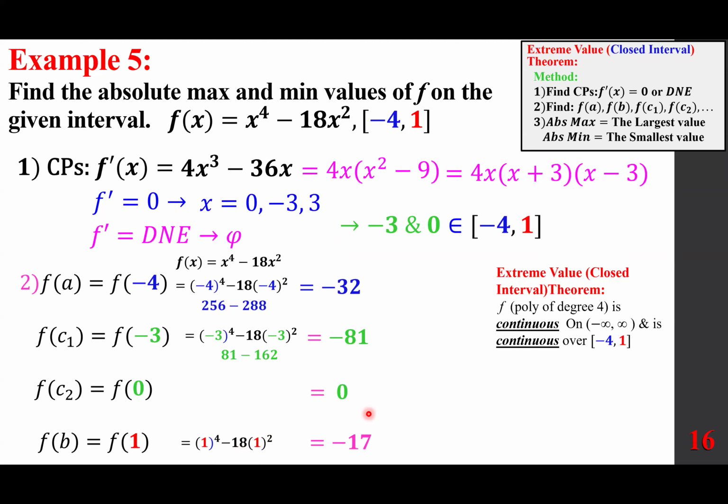Since all of them are negative except 0, this is the absolute max, at 0, 0. This is the absolute min, at negative 3, comma, negative 81.